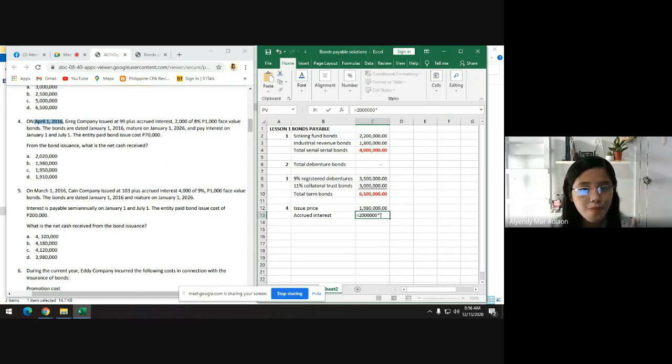Multiplied by 8%. So times 8%. Since that is good for 1 year, we still have to get the portion of that 3 months. That is from January 1 to April 1. So January 1, February 1, March 1, then April 1. That is 3 months. So this is supposed to be 3 over 12. So the accrued interest would only be 40,000.